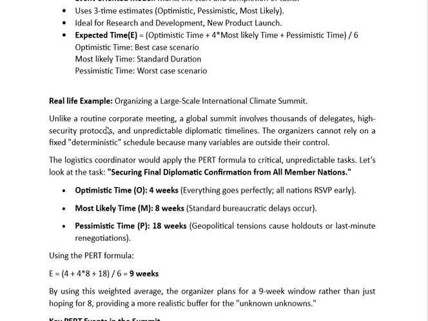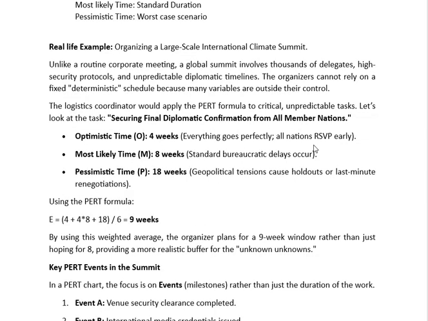So, real life example: organizing a large scale international climate summit. Unlike a routine corporate meeting, a global summit involves thousands of delegates, high security protocols, and unpredictable diplomatic timelines. The organizers cannot rely on a fixed deterministic schedule because many variables are outside their control. So, I am covering here a very basic example.